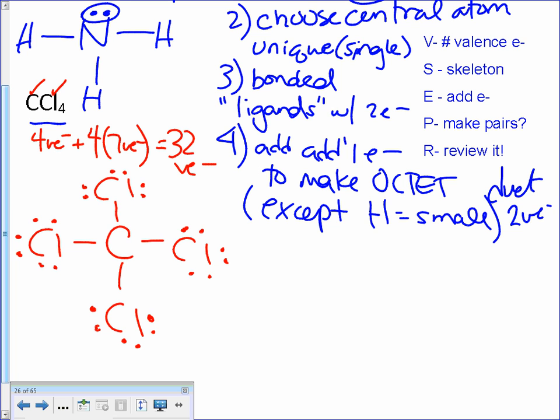Okay, so I literally went through and I just went ahead and gave everybody octet. I haven't counted a single one yet though. So right now I've got carbon with octet, chlorine with octet, octet, octet, octet. Let's double check our counts and make sure we didn't go over or under our 32 valence electrons. I counted 8s, okay? So 8, 16, 24, 32. 32. Yes, so you always want to double check your counts.